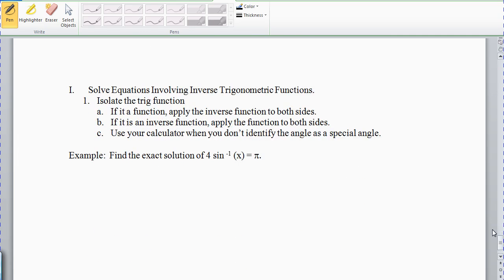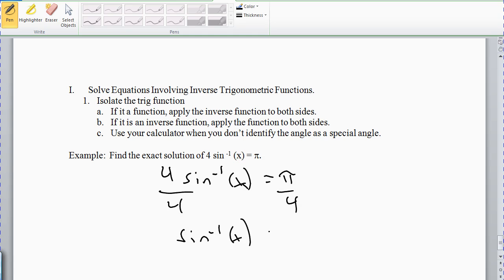Fun, wasn't it? Now let's solve. When we solve, we're going to solve for the inverse function, and then we're going to use the inverse function again to help us find the value of x. So here we go. Here's an example. First thing I want to do is isolate the inverse function. So I'm going to divide both sides by 4. I get inverse sine of x equals pi fourths.